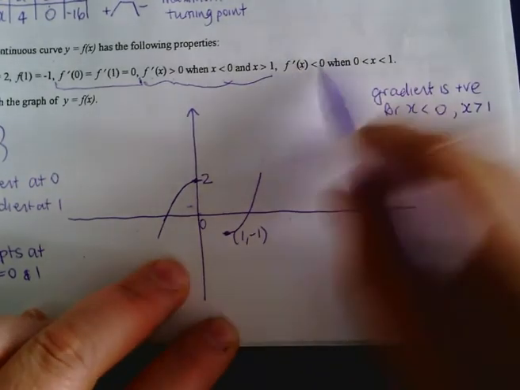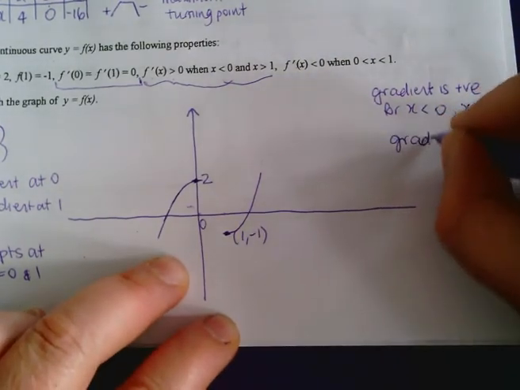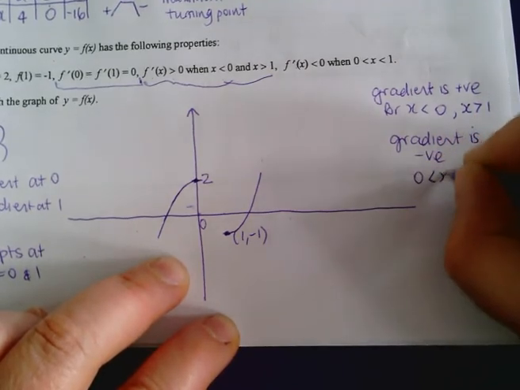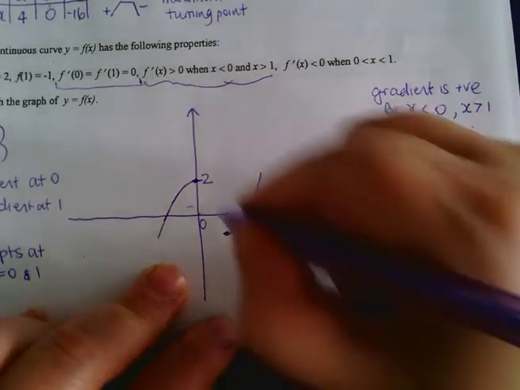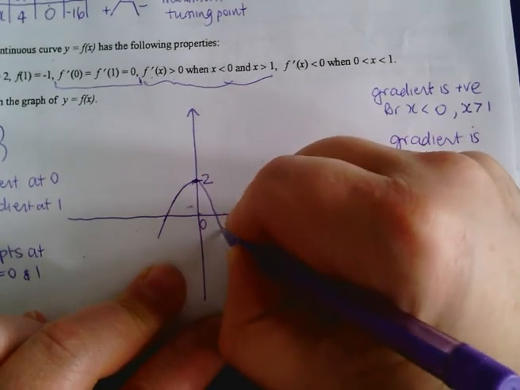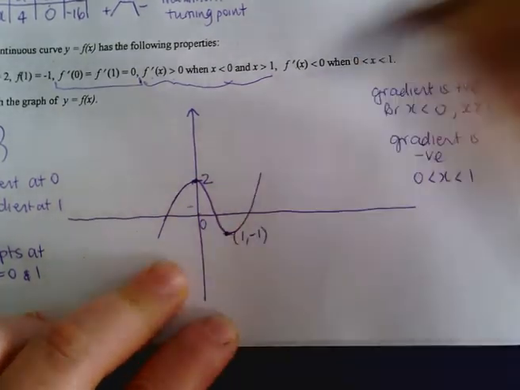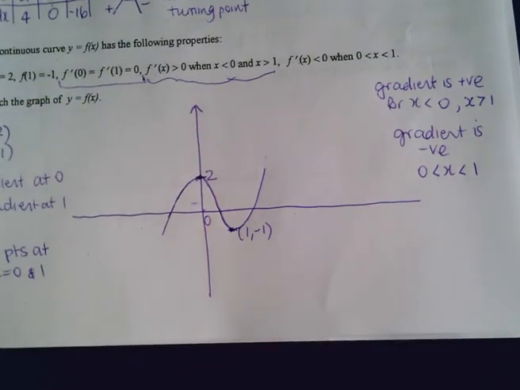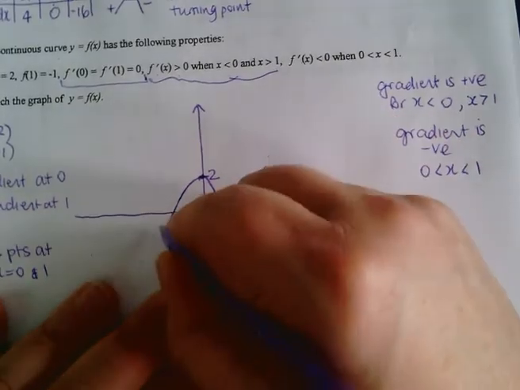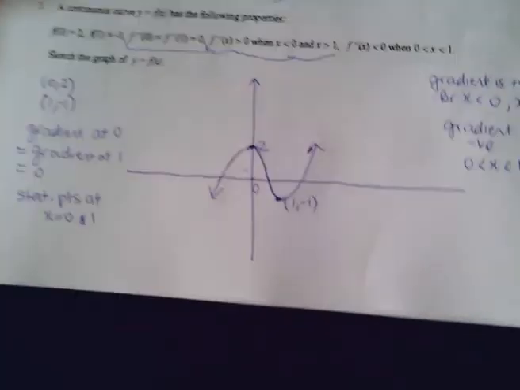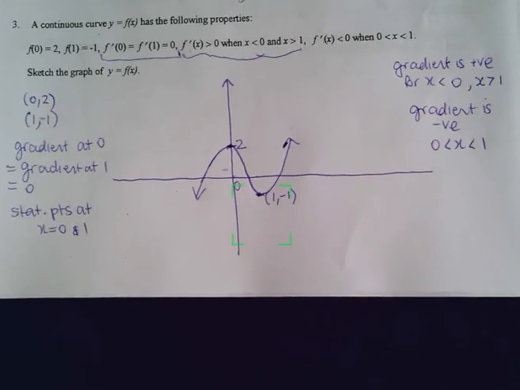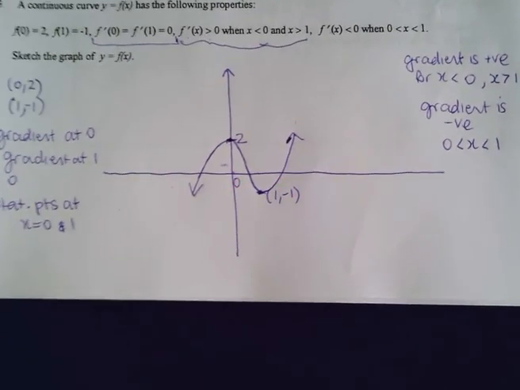And the gradient is negative when x lies between 0 and 1. That's a negative gradient. That's what you've got. So what have you got? You got a maximum there and a minimum there. That's really testing your, do you get that? All right.